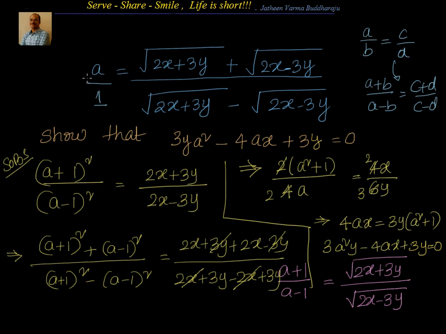Okay, now what we did is basically we applied componendo dividendo. We got a plus 1 by a minus 1 equal to square root of 2x plus 3y by square root of 2x minus 3y. Then we squared it on both sides. Then we applied componendo dividendo again on top of it. Then we got 2 into a square plus 1 by 4a is equal to 4x by 6y or 2x by 3y. When you do cross multiplication, you get 4ax equal to 3y into a square plus 1, or 3a square y plus 3y minus 4ax equal to 0.